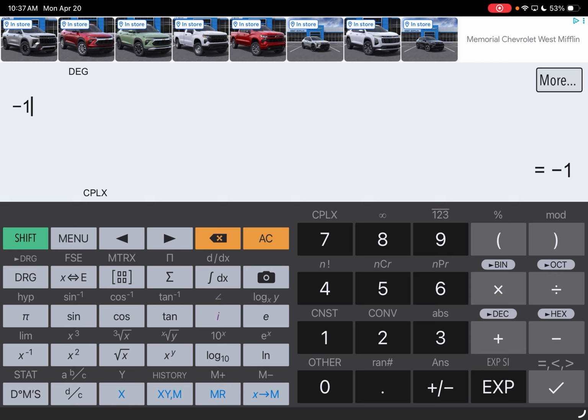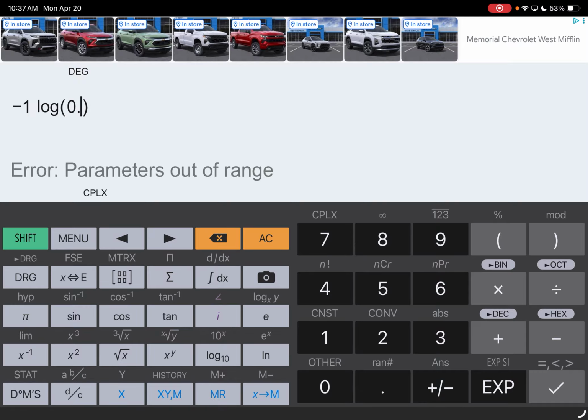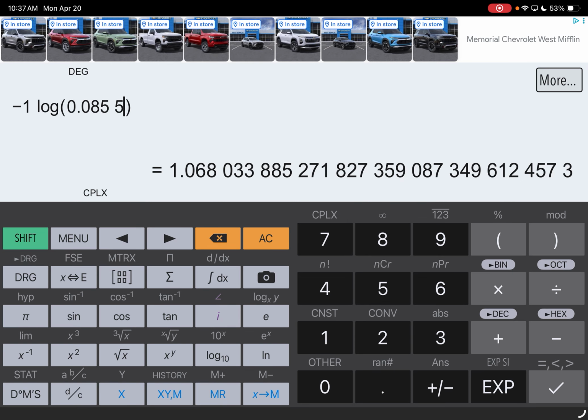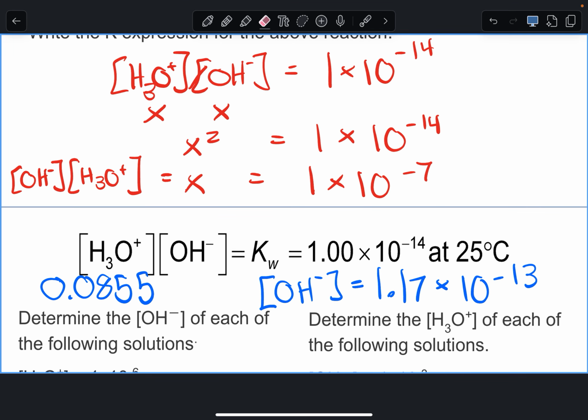Why is it not on here? Oh, right there. LN, which is log base e, the constant e. So we're using log base 10. So negative log of 0.0855. So 1.07 is the pH of that solution. So punch it in on your calculator. You're going to do a couple in a second, but 1.07 for the pH of this solution. This is that original problem we were doing with the HClO2.